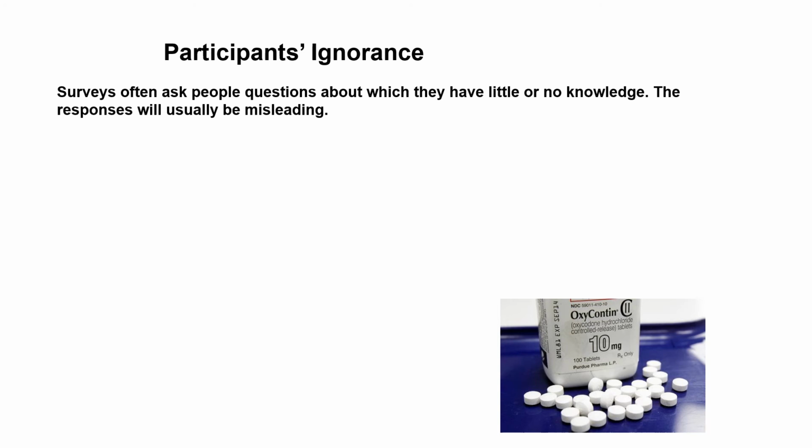So another error that people can have is participants' ignorance. Surveys will sometimes ask people questions about which they have little or no knowledge. Then if they respond in any way other than basically saying they don't know, they're giving misleading information, because if a participant is confused about the question, if they don't understand the question, then they can't give accurate results.